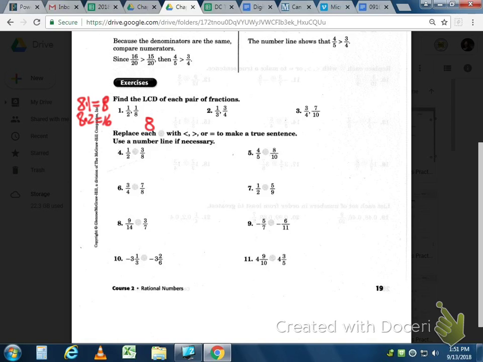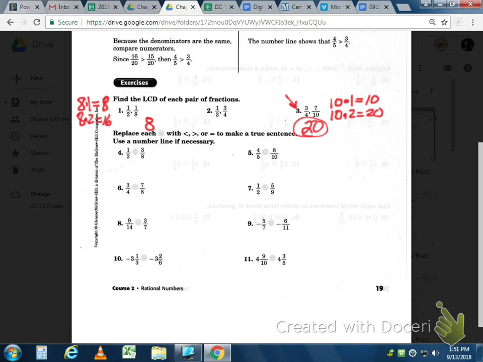So let's look at this one, 3/4 and 7/10. I want to take my 10 and start thinking of multiples of 10 and see if 4 goes into them. What's 10 times 1? 10. Does 4 divide into 10? All right, what about 10 times 2? 20. Does 4 go into 20? Yes. So 20 would be my least common denominator. Does that make sense? Take the bigger of the two numbers and start multiplying by 1, then 2, and so on until you find a number the other one goes into.